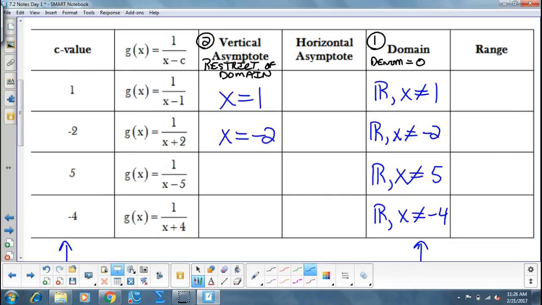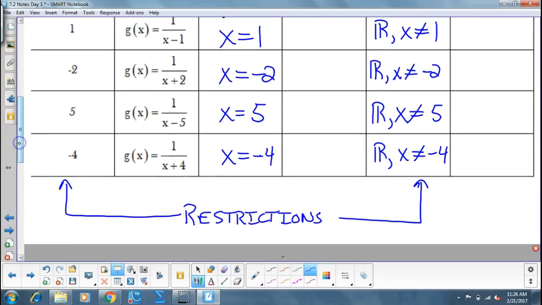Third one, x equals 5. Last one, x equals negative 4. Notice anything else about that? They're the same as the C value, right? Okay. So these are just x equals C, my vertical asymptotes. Right? Okay.